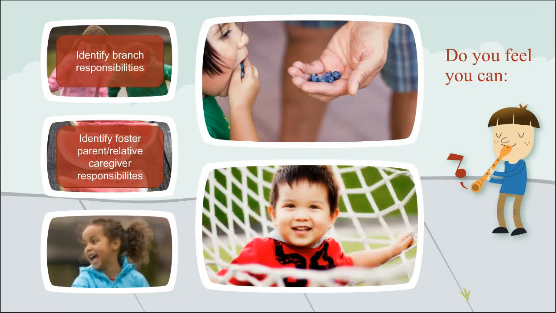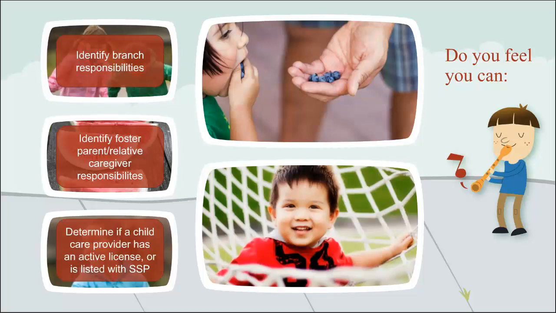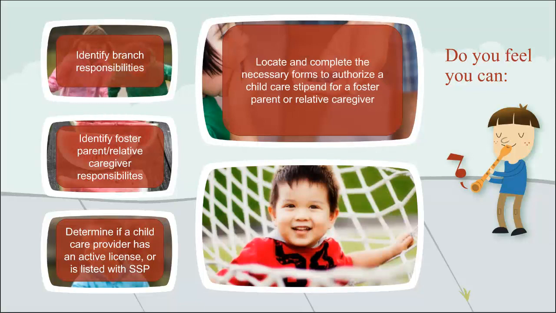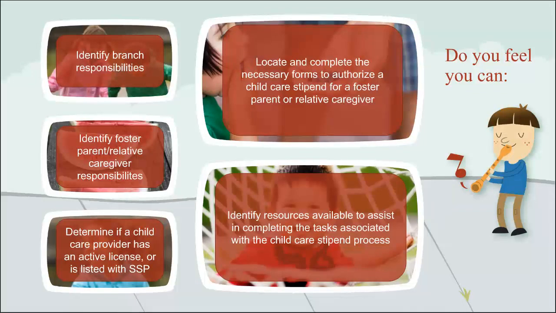So to recap what we've gone over today, hopefully at this point you can identify the branch responsibilities and the responsibilities of the foster parent or relative caregiver, that you would be able to determine if the child care provider is licensed through CCRIS, listed with SSP, or has been given some kind of approval through the certifier in those specific exceptions, that you can locate and complete Form 162 and Form 501F, and that you are able to identify resources that are available to assist with any kind of questions. So we do have a few questions to answer offline.